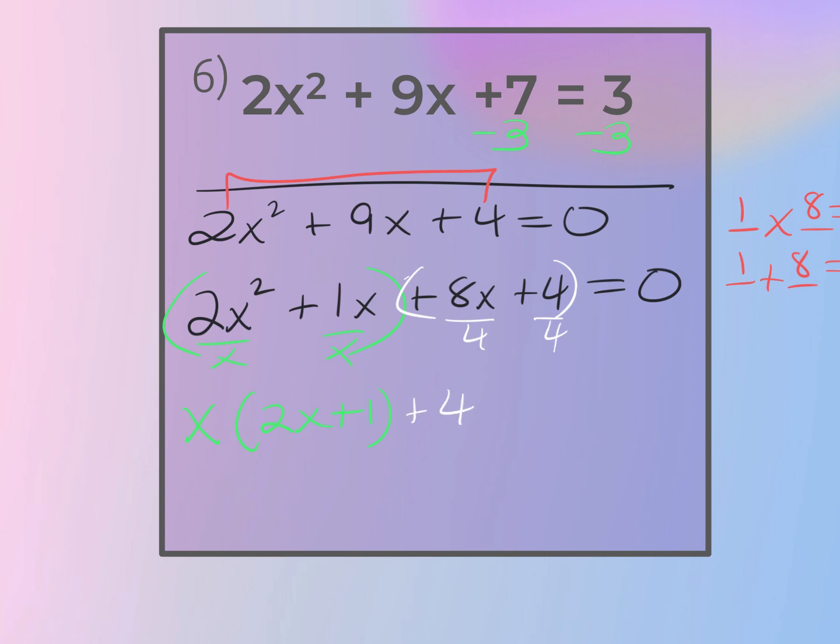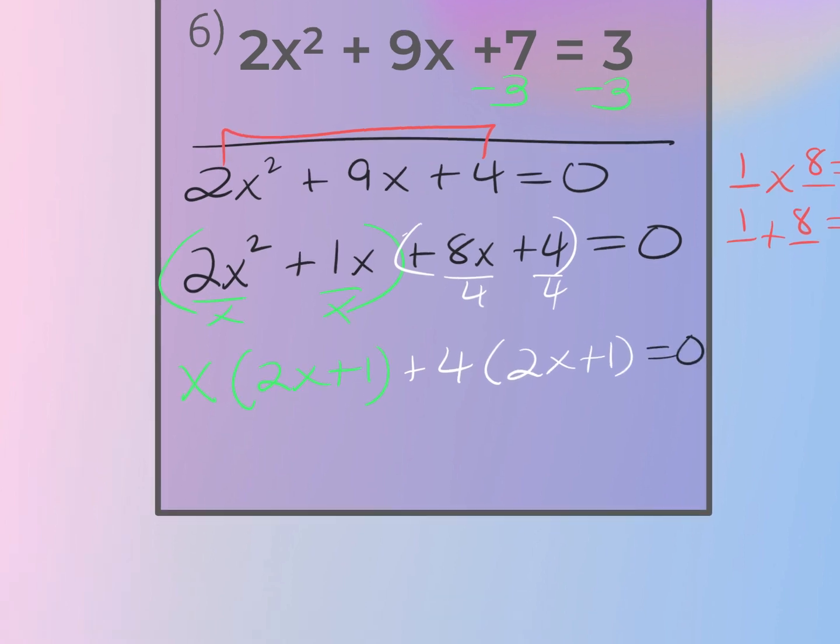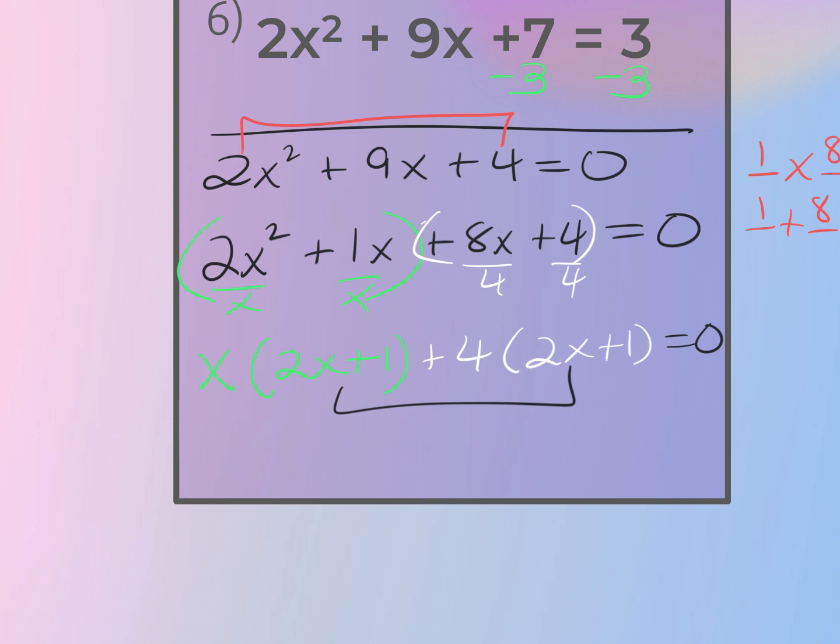So then 4, and then divide. And notice both of my results are the same. So we'll write this down one time, 2x plus 1, and then again, group the two GCFs together.